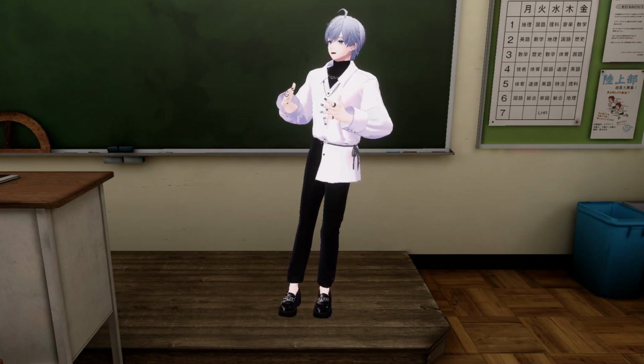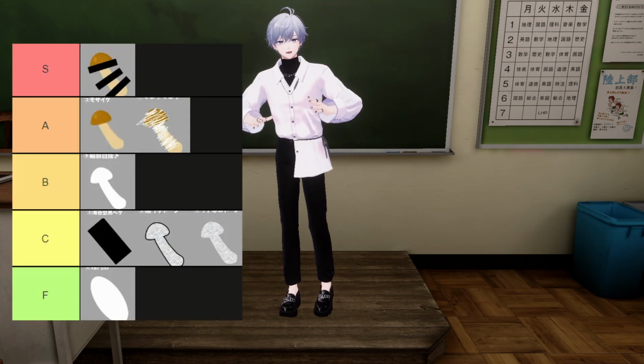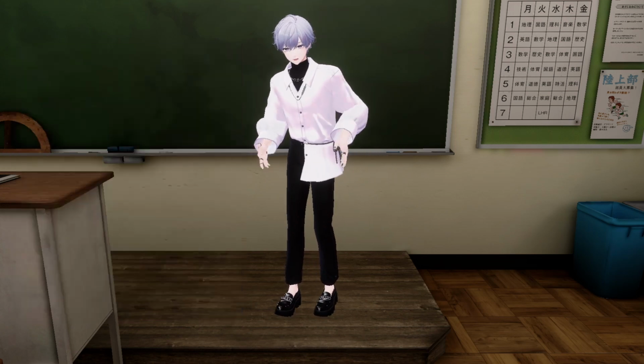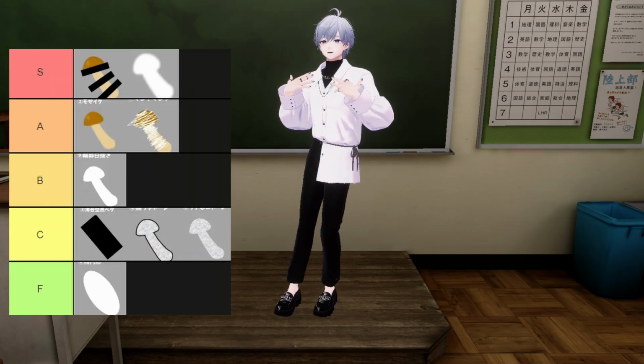It's really distracting. Whiteout, B tier. It's simply B tier because it's better than texture, because it doesn't make it feel like it's made out of paper. Glowing, S tier. This is my personal favorite.